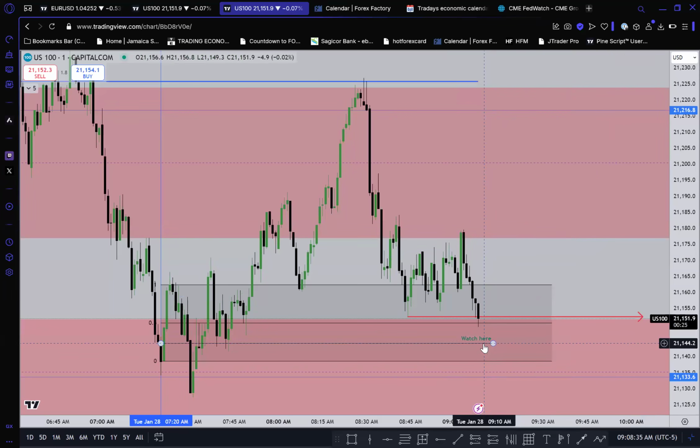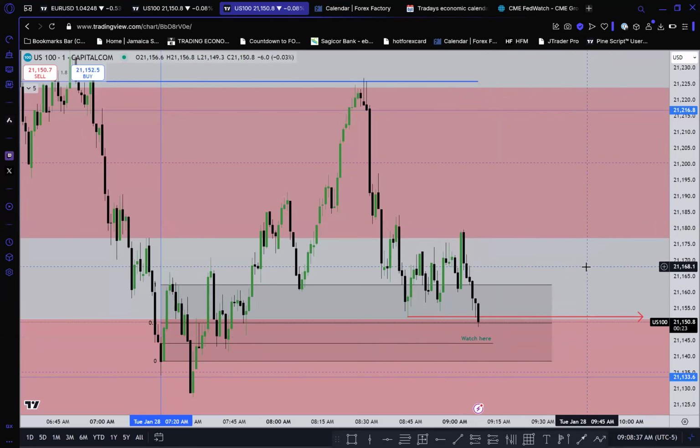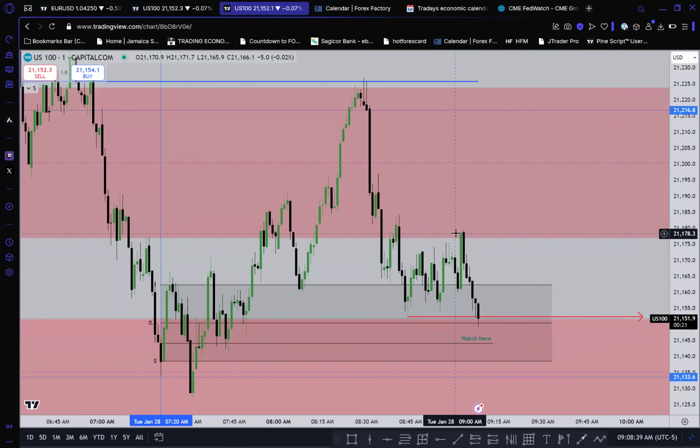So now if it hits here, two things come on the menu. The expansion below here, FVG. And then what does it do here? Reject, take the FVG by retracement. Simple.